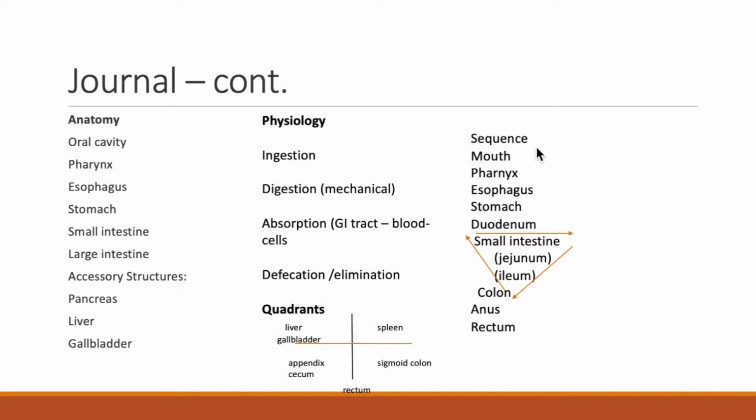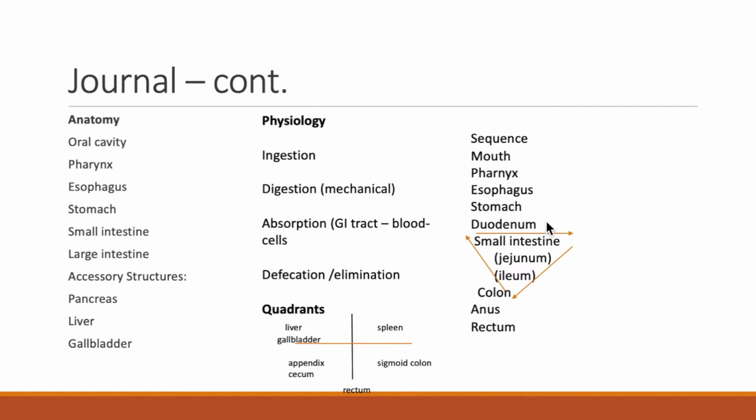Okay, so the sequence of your digestive system, you'll need to know this for your test. So put it in a way that makes sense to you, but practice this sequence over and over again. So we start off with the mouth, then it goes to the pharynx, to the esophagus, to the stomach.